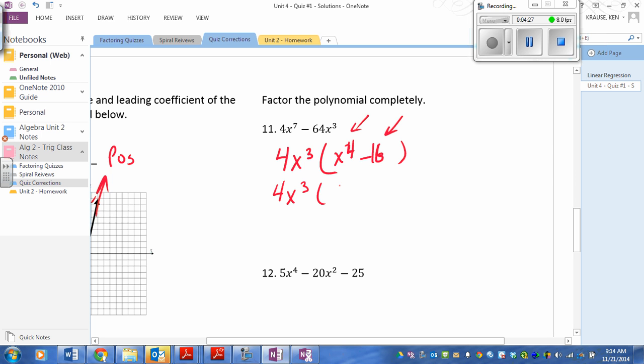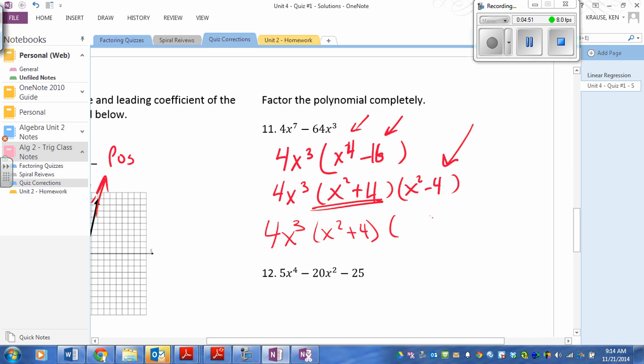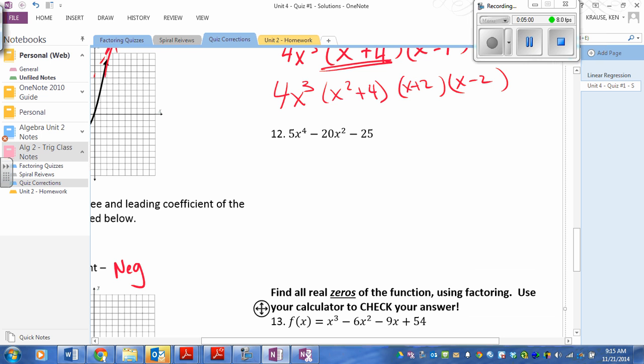x cubed, x squared, and x squared. One's plus 4, and one's minus 4. Well, I'm not done, because this one can continue to factor, not this one. This one's all set. There is no such thing as the sum of perfect squares, but there is the difference of perfect squares. So this is just x squared plus 4. However, this one, we can continue to factor to x plus 2, x minus 2. That's why that got highlighted.